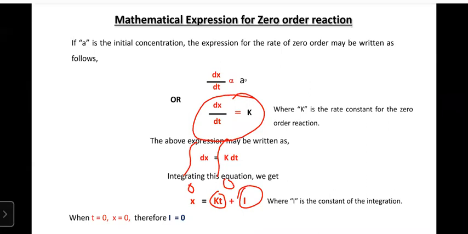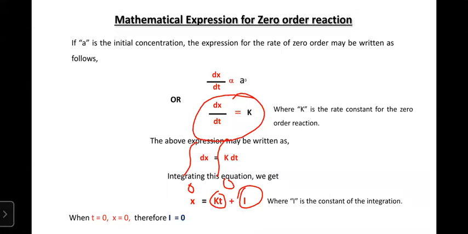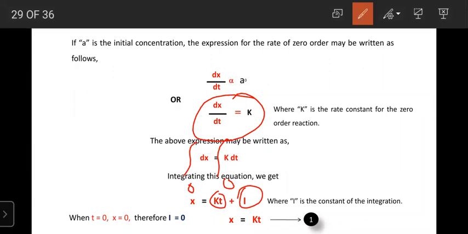Put the value in the equation, then you will get x is equal to kt only. Call this equation number 1. X is equal to kt, and this is the mathematical expression for zero order reaction. This is very important. Again I repeat, x is equal to kt is the mathematical expression for zero order reaction.